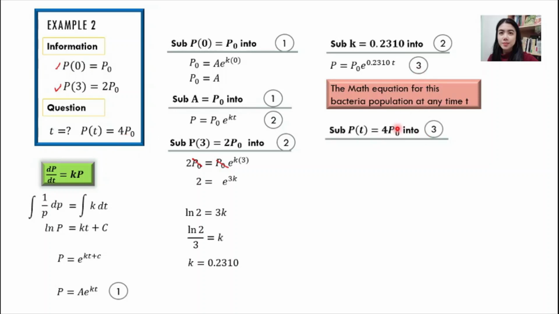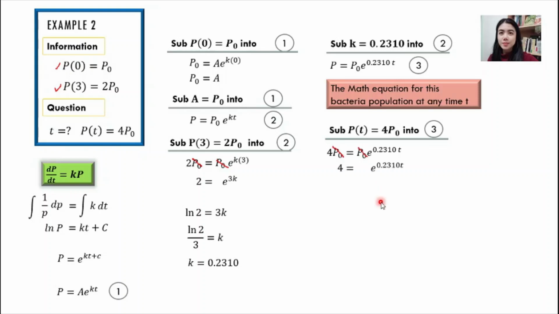Now it means that your population is 4 times the initial, 4 p naught. We're going to substitute the 4 p naught into here. The time is actually unknown. We do not know the time. So you have to copy back the right hand side. The same thing, we're going to cancel the p naught and p naught here. If we cancel, then we have the next line.